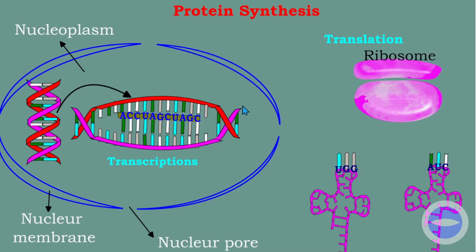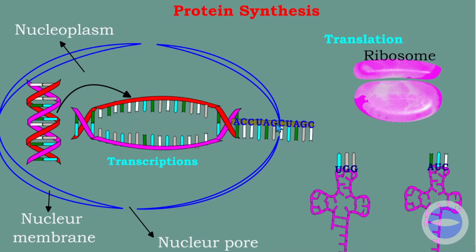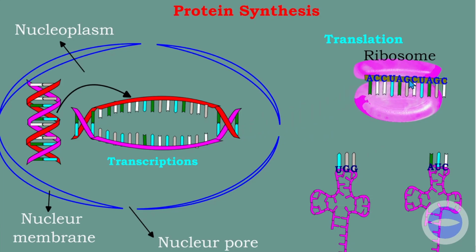So what happens is mRNA will copy this information of the DNA. After copying this information, it will exit the nucleus via this pore. This is a nucleopore. Then it will move out of the nucleus, then attach itself on the ribosome. Then the ribosome will read the codons. This is anticodons, this is codons. So the ribosome will match anticodons with codons.